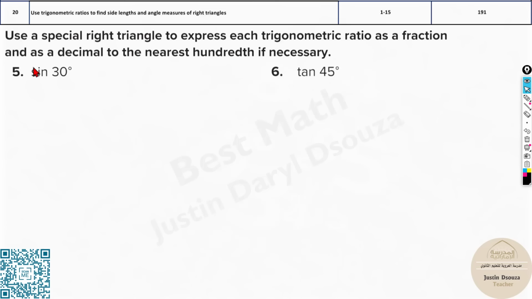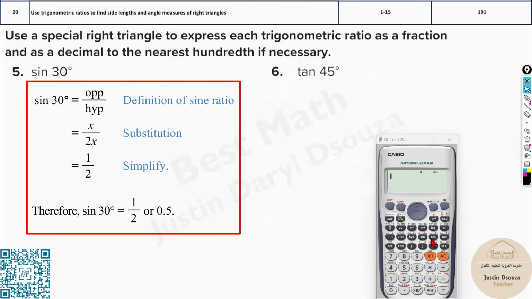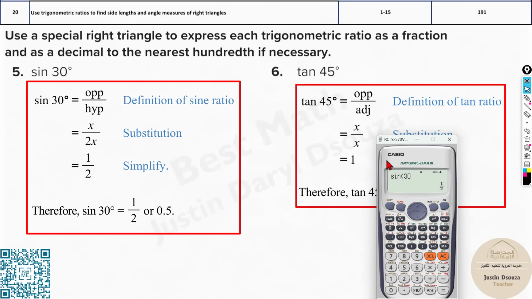Now, since this is an easy part, I'm not going to do all the big methods, writing opposite, sine and so on. You can write this. It's very, very simple. They have told us over here this is a special right triangle, and you can write the formula and try solving it, but I'll show you in the calculator how easily you can get the answer. All you need to do is sine 30, and that's the answer, 1 by 2 or 0.5. Now tan 45 degrees will give you 1.